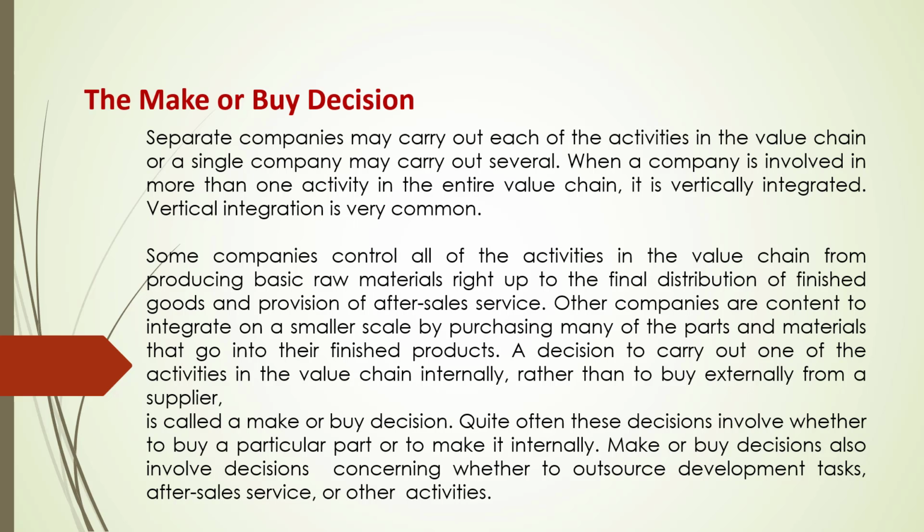Separate companies may carry out each of the activities in the value chain, or a single company may carry out several. When a company is involved in more than one activity in the entire value chain, it is vertically integrated. Vertical integration is very common. Some companies control all of the activities in the value chain, from producing basic raw materials right up to the distribution of finished goods and provision of after-sales service.